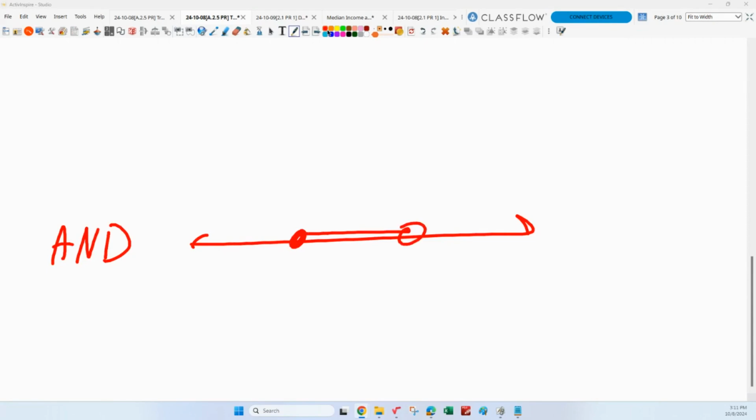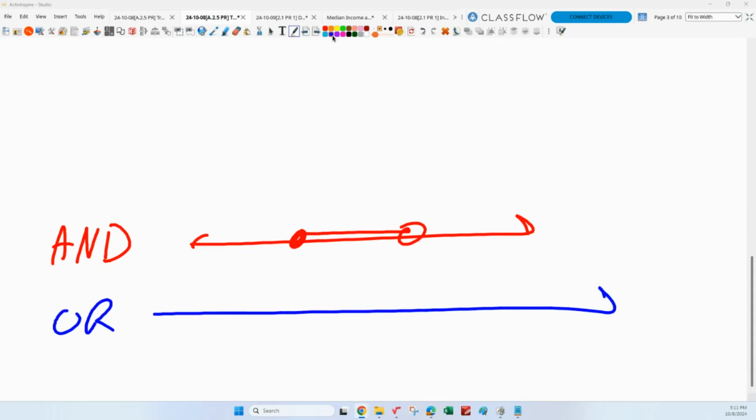I get a single segment with a lower endpoint and an upper endpoint. If I'm solving an or inequality, remember that usually looks like one interval going to the left to negative infinity and one interval going to the right to positive infinity. It's like I'm rowing a boat towards you, right? Those are the oars sticking out of the boat. Those are the normal looks.